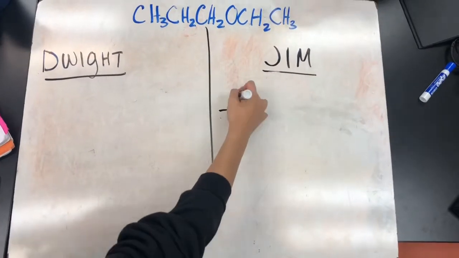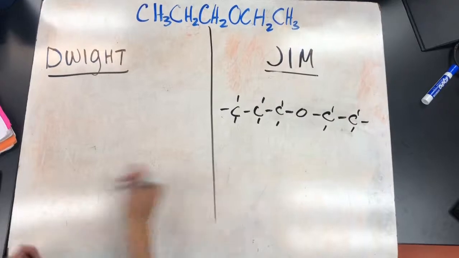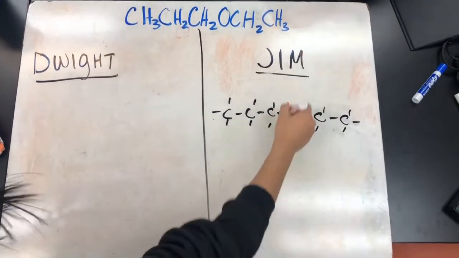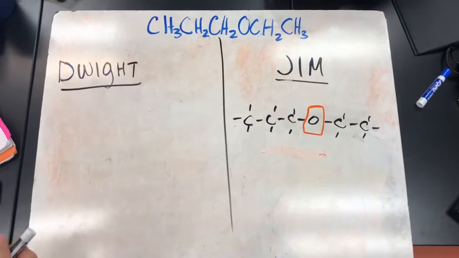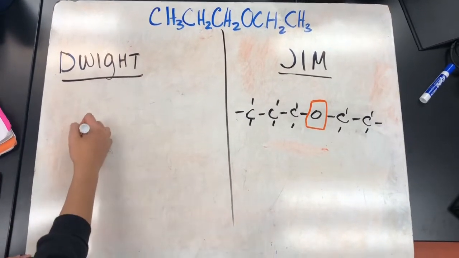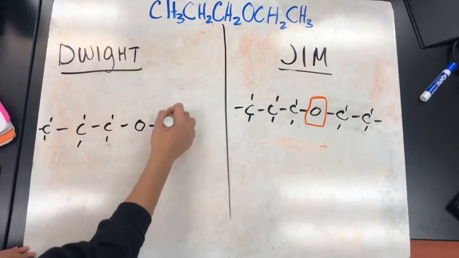Here's our next compound. This one, Jim drew it right, but named it wrong. An oxygen single bonded to 2 carbon chains is an ether, not an ester. An ester has a double bonded oxygen and a single bonded oxygen between 2 chains. And Dwight drew it wrong but named it correctly.